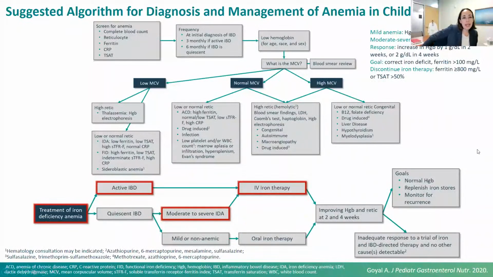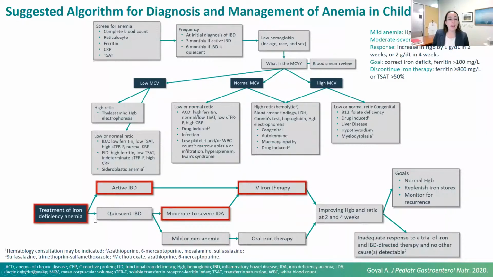There is an algorithm here, which we don't have time to walk through entirely, for the diagnosis and management of anemia in children with IBD. This is from the Journal of Pediatric Gastroenterology and Nutrition, published a couple years ago. But in patients who have active IBD, the recommendation is to go straight to IV iron therapy.